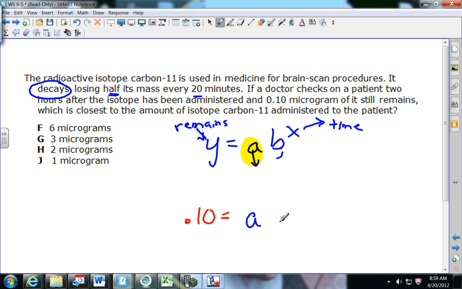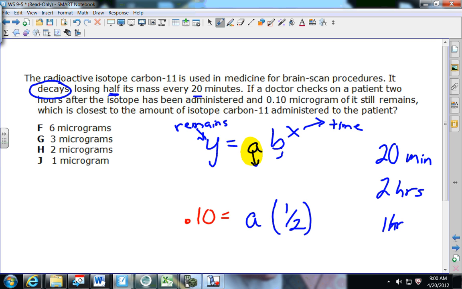How is it changing? So the rate of change, half every 20 minutes. But the time is not 20. How are you getting 6? How many 20-minute intervals are there in 2 hours? Every hour, it's 20, 40, 60. So for every hour, there are 3 20-minute periods. So this would be to the 6th power in 2 hours.